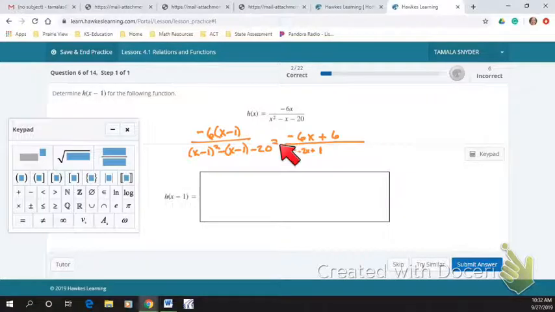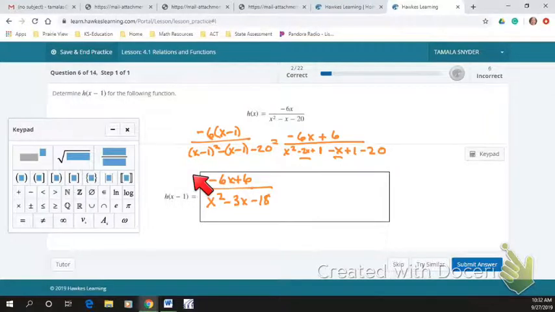Then I'm going to distribute my negative that's right here. So that's negative x plus 1 minus 20. Okay, so now I'm at negative 6x plus 6. What cancels in my denominator, if anything, or I can at least simplify? I've got an x squared minus 3x minus 18. Everybody good with that?